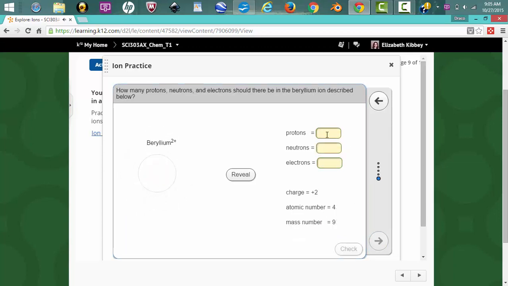And our last one, let's find the protons. We have a positive charge of +2, the atomic number is 4, meaning that there are 4 protons. As for neutrons, we have 5 neutrons, because 5 plus 4 equals 9, which is the mass number. And as for our electrons, we have 2 electrons, because there's a positive charge of +2.